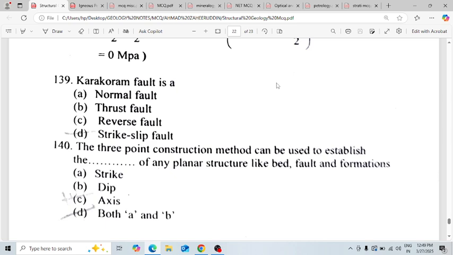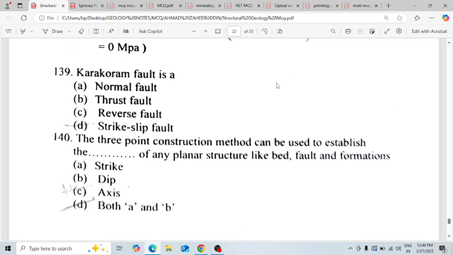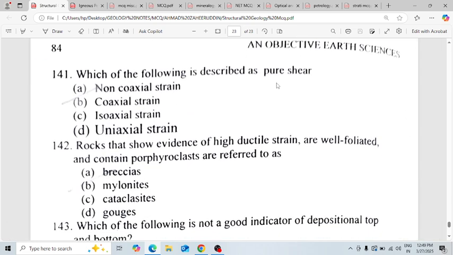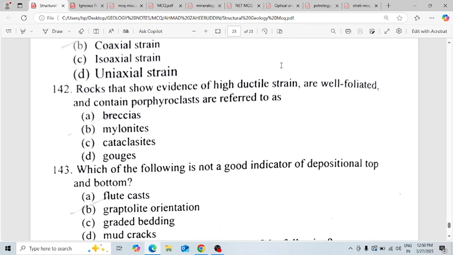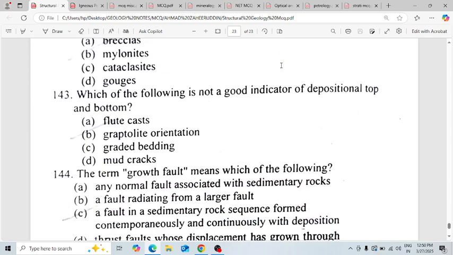Karakoram fault is a strike slip fault. The 3-point construction method can be used to establish both strike and dip, A and B, of any planar structure like bed, fault and formations. Which of the following is described as pure shear? Coaxial strain. Rocks that show evidence of high ductile strain are banded, foliated and contain porphyroclasts are referred to as mylonites. Which of the following is not a good indicator of depositional top and bottom?